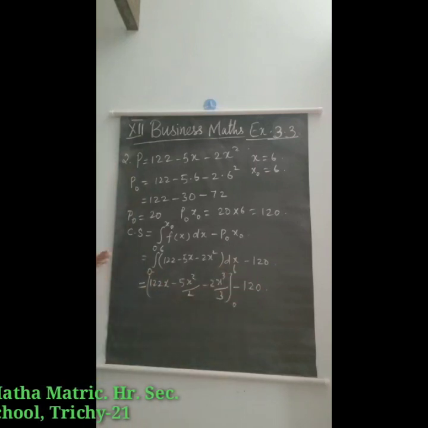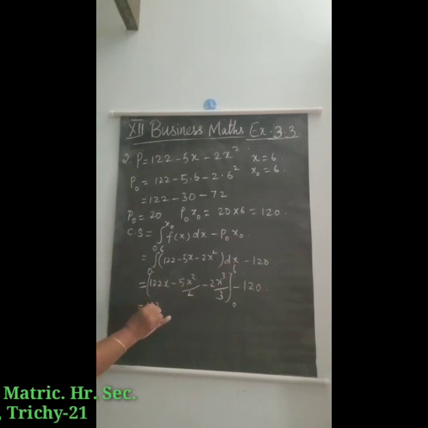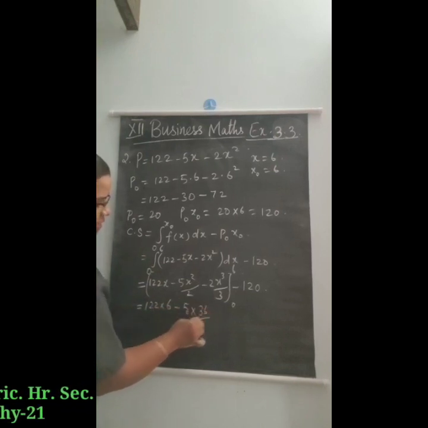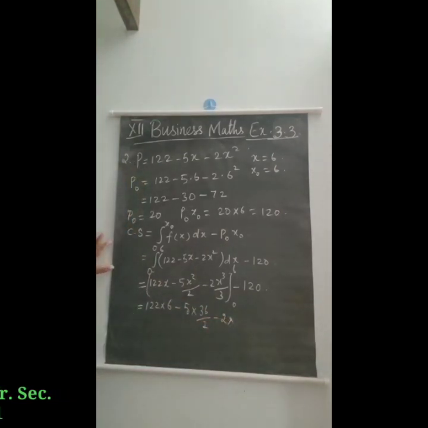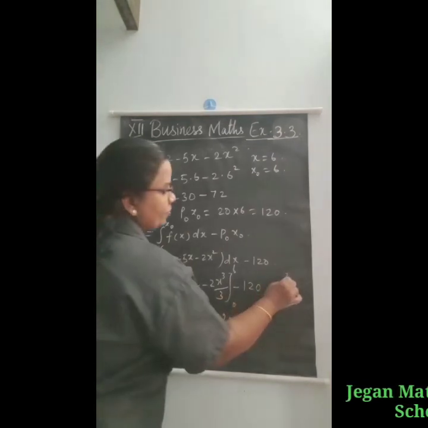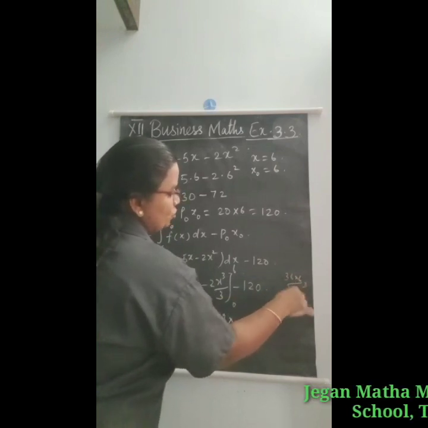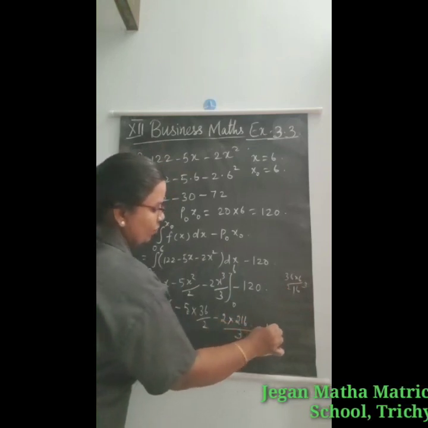Now we have to substitute only the upper limit, because the lower limit is 0, we will get 0 only. So 122 into 6 minus 5 into 6 sixes are 36 divided by 2, minus 2 into 6 sixes are 36, 36 into 6. You have to multiply by 2, we will get 216 in 36 into 6. 6 sixes are 36, 6 threes are 18, 216. So here 216 divided by 3, minus 120.